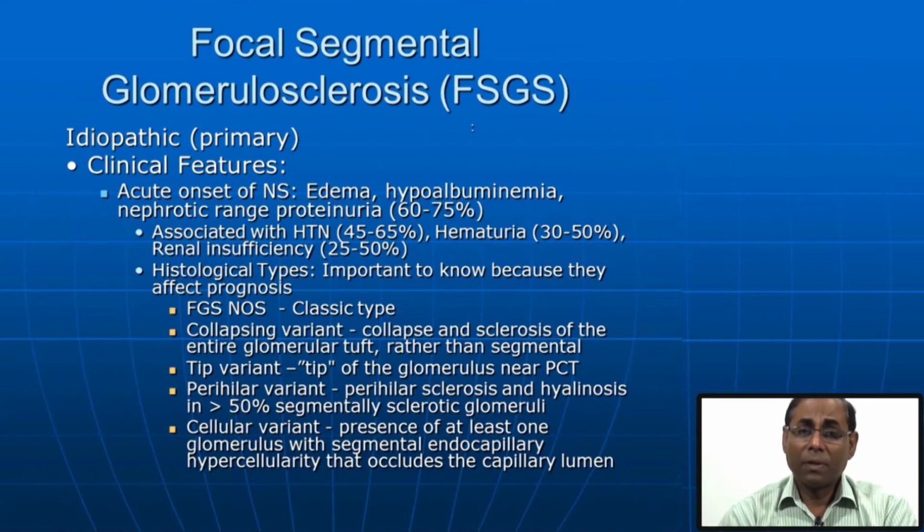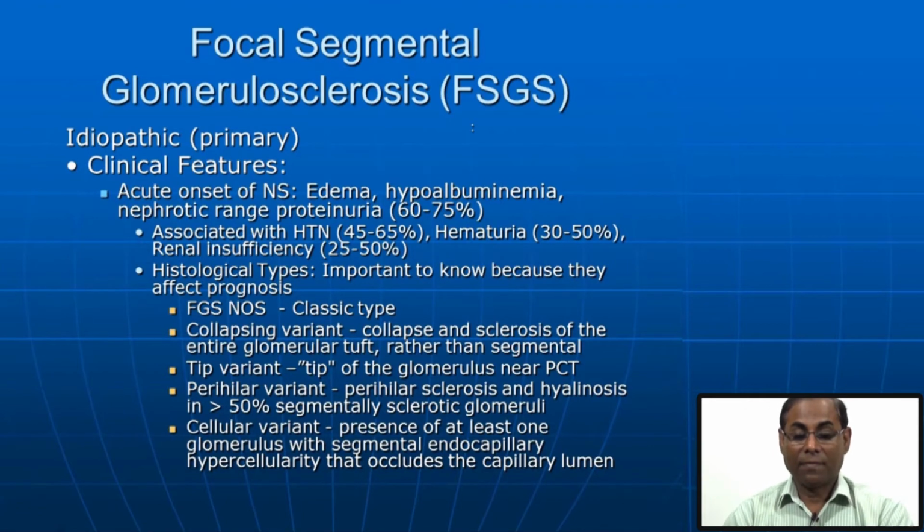In focal segmental glomerulosclerosis, in a large percentage of cases we do not know the cause, and it is renal limited. So, this is the primary and idiopathic category. Clinically, they usually present with the nephrotic syndrome with edema, hypoalbuminemia, and hypertension is more common in this group of disease in comparison to minimal change disease. Hematuria can be seen in 30 to 50% of these cases, and in a progressive disease finally the patient also develops an increase in serum creatinine level indicating renal insufficiency.